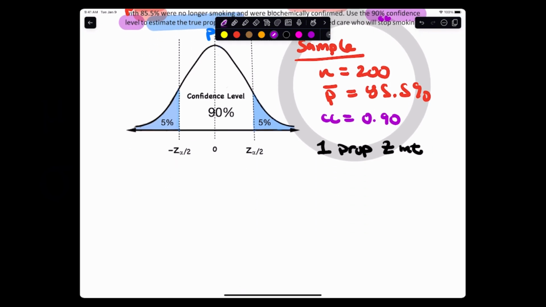I hate to say it. We're going to use a little bit of algebra, so forgive me. Forgive me. The dirtiest word in math. Okay.